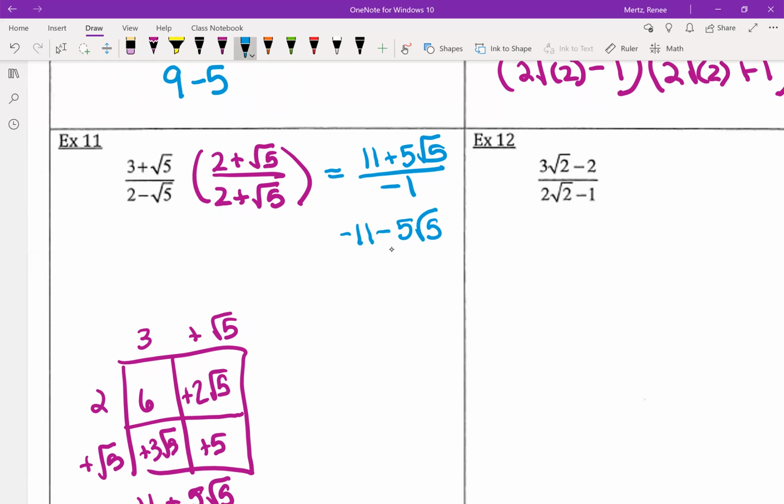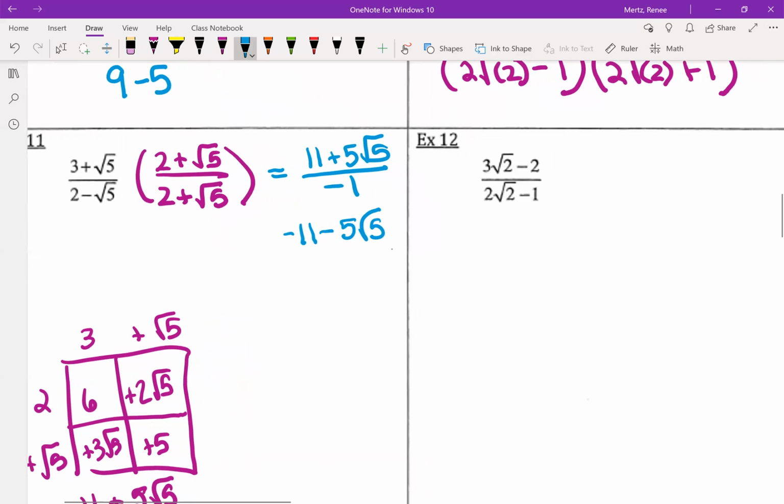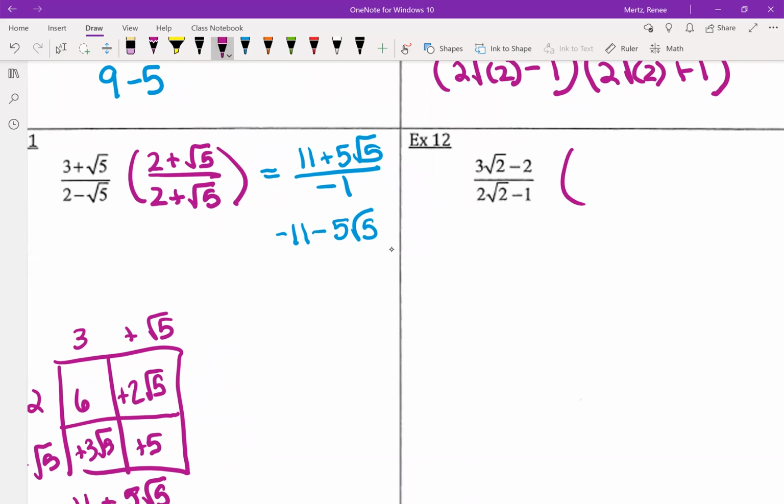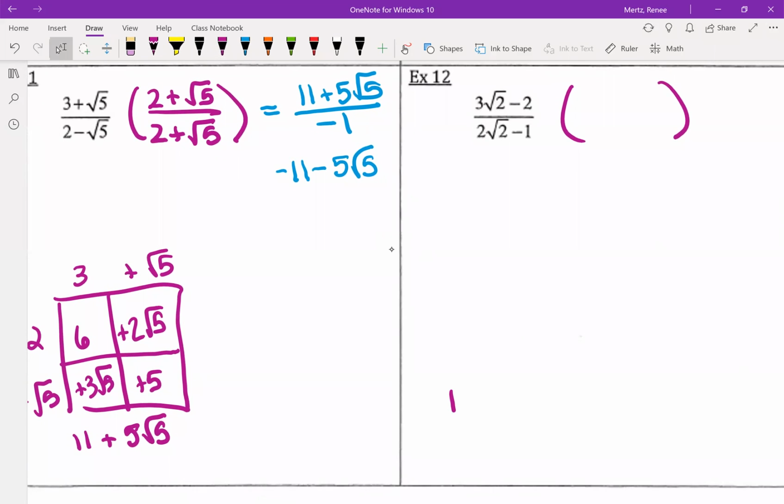All right, last one. See if you can do this one. Multiply by the conjugate of the denominator. Your mission is to get this answer. 10 minus the square root of 2 all over 7. See if you can do it, please.